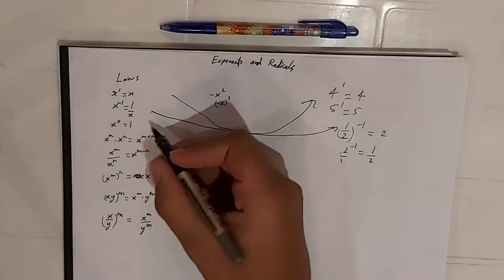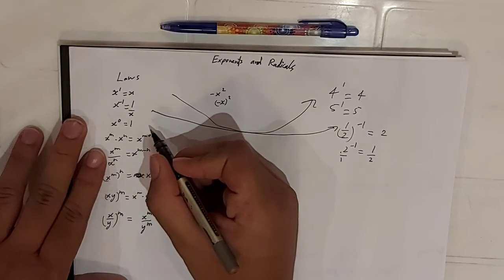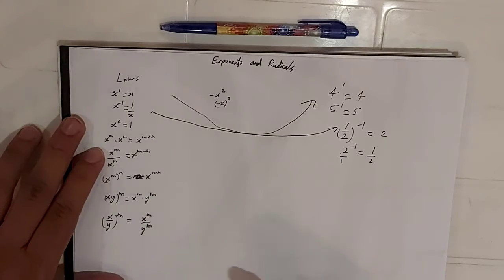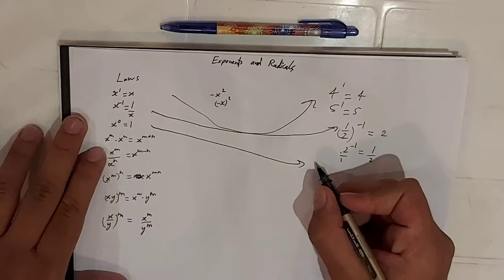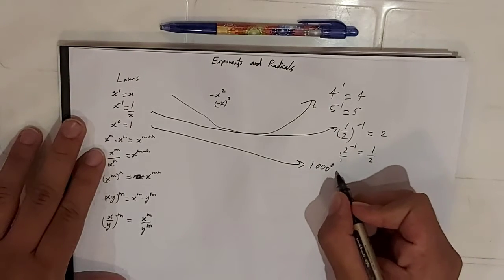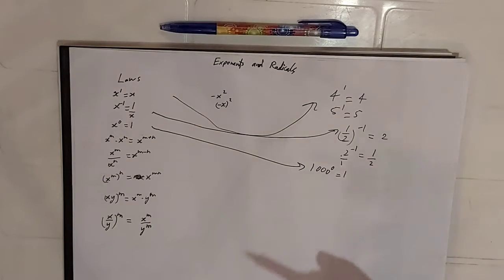So going on with the laws, another law is x to the power 0 is 1, where x is any real number. Any real number to the power 0 is 1. You can give 1000 to the power 0, which is also 1. It's just a normal rule, you can easily remember it. Anything to the power 0 is 1.